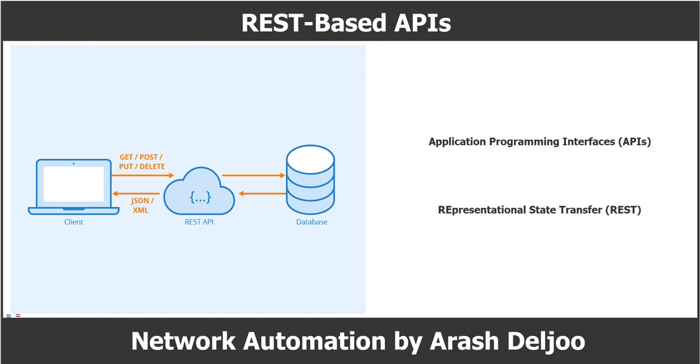Several types of APIs exist, each with a different set of conventions to meet a different set of needs. In this video, we will learn about Representational State Transfer, or REST APIs, because of their popularity as a type of API in networking automation applications. This is the first major section of this video, where we take a closer look at REST-based APIs.